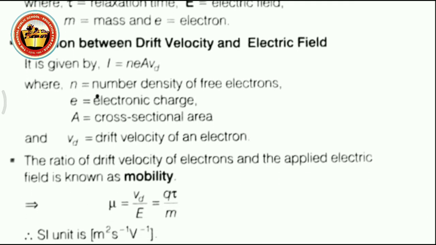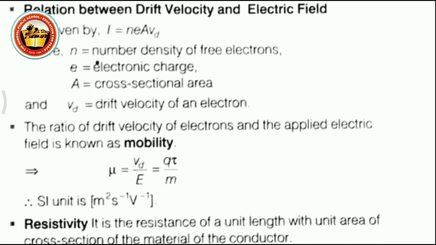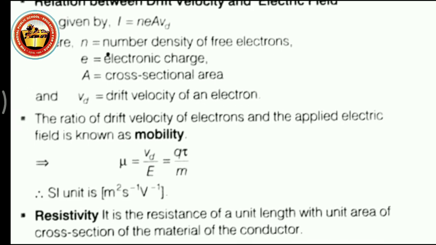Relation between drift velocity and electric field. It is given by I is equal to NEA Vd. N number density of free electrons, e charge of electronic charge, A cross sectional area, Vd drift velocity of an electron.